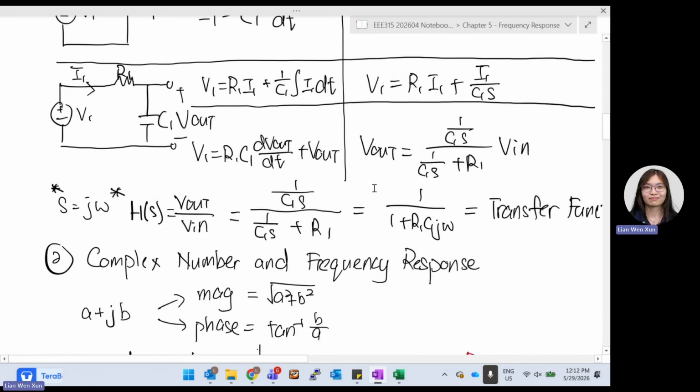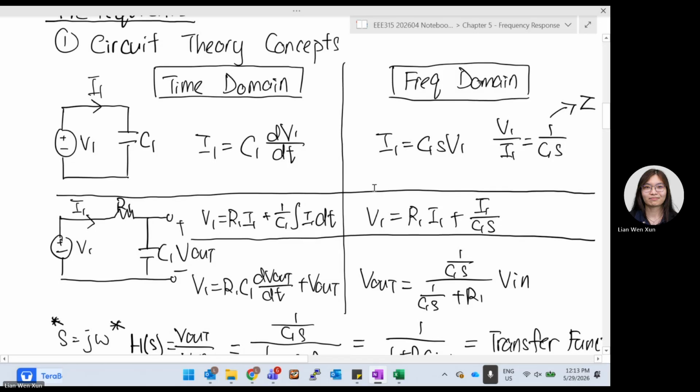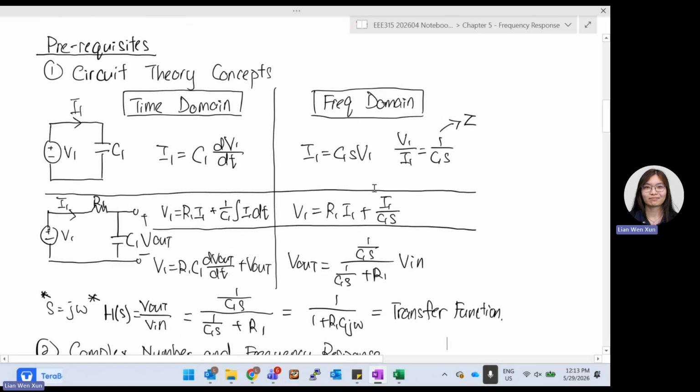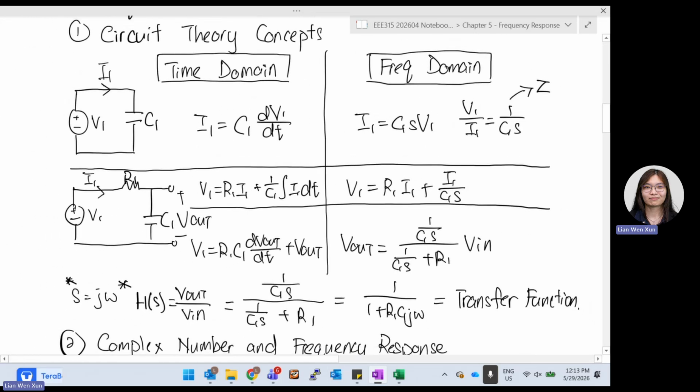Basically, when I say I want to find the transfer function, you find what is the V out over V in, but in terms of frequency form. Okay, I will give some time. You have a look at this part. You have to roughly understand this part first before we can proceed.